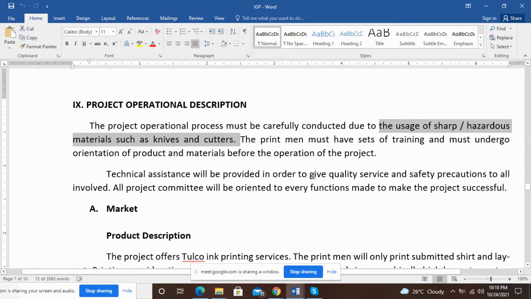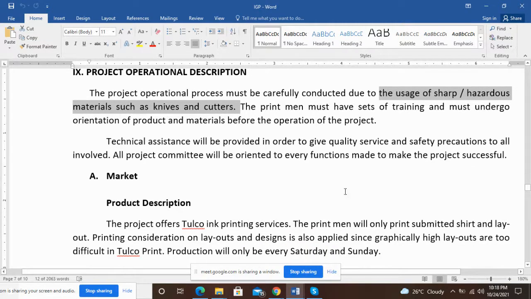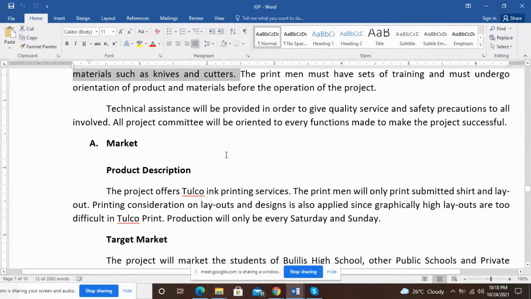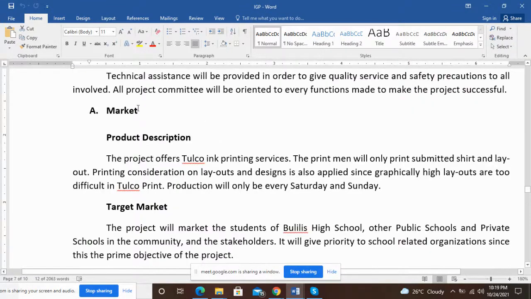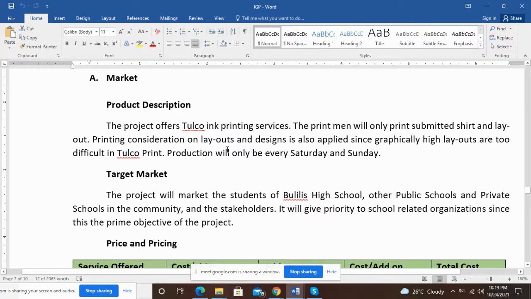Okay. So also we have technical assistance for quality service and safety precautions involved. Students will be oriented before. So you're going to do that and put it here. Because it's how you're going to describe the process of your project. So first you're going to talk about the market. How will you market your product? How does your product look, or what is your product all about?